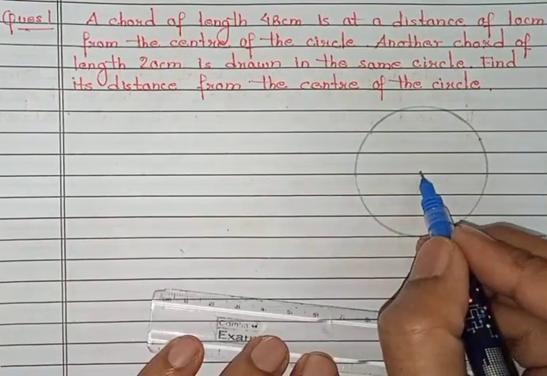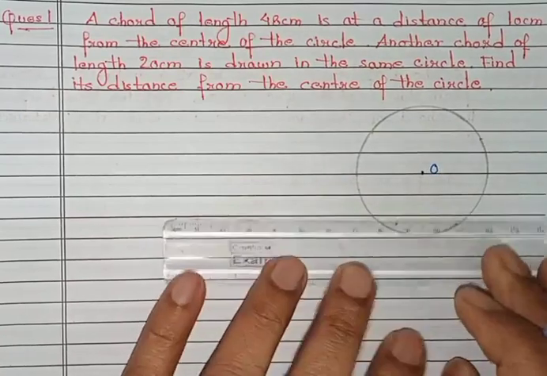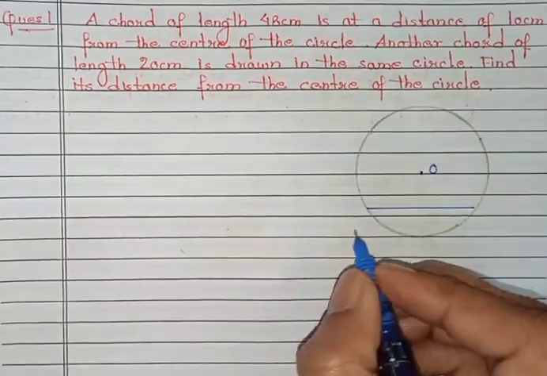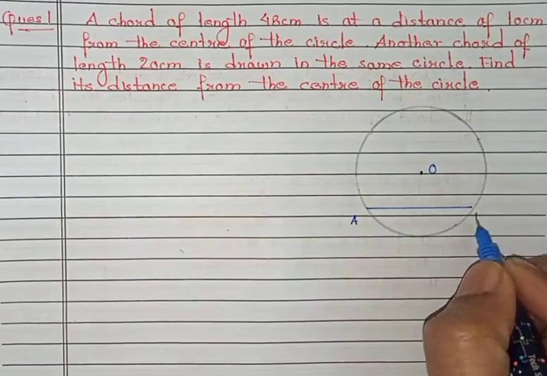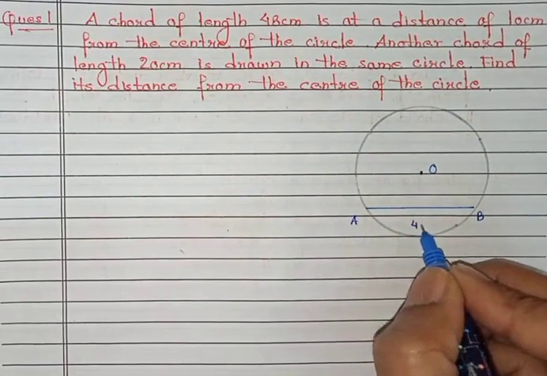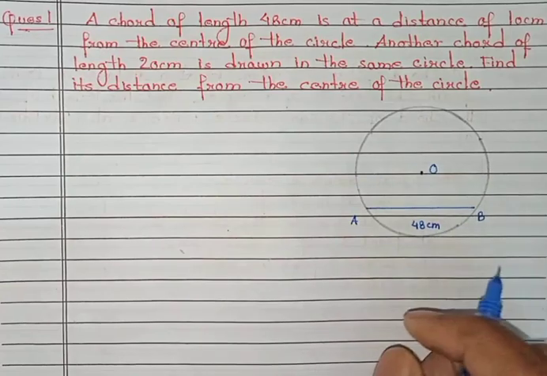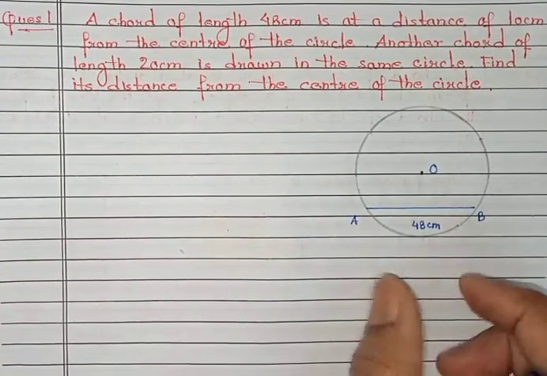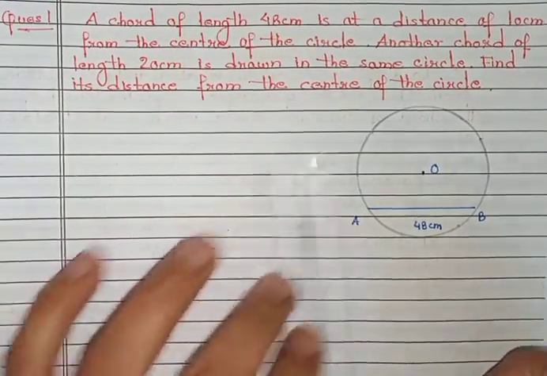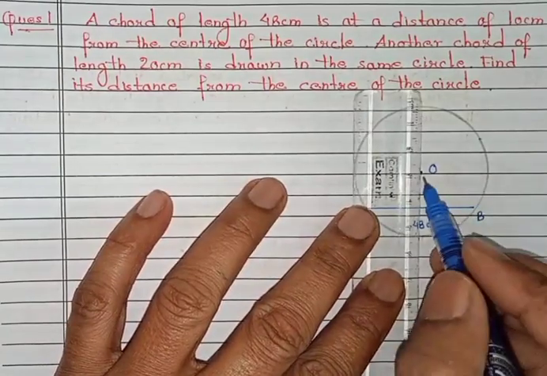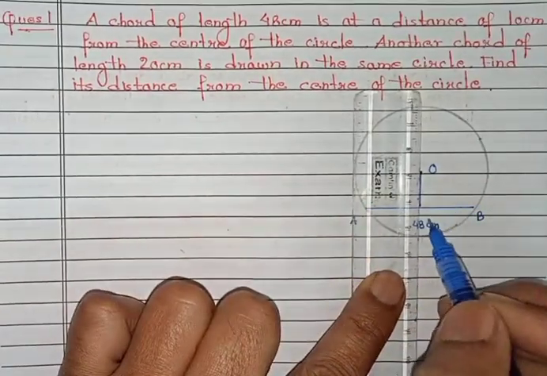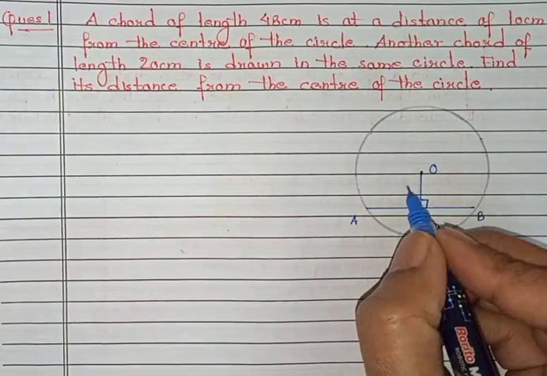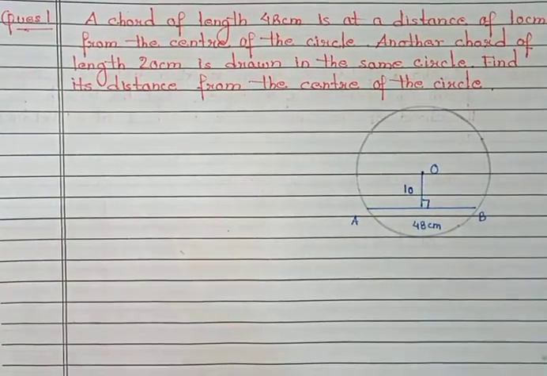So let us consider this circle with center O and let this be the length of the chord given. Let us name this chord as AB. They have given us the length of this chord AB as 48 centimeter. And then they have also given us the distance of the chord from the center. Now remember, distance of the chord from the center always means perpendicular distance. So we will drop a perpendicular on this chord and this perpendicular will be known as the distance of chord, which is given to you as 10 centimeter.